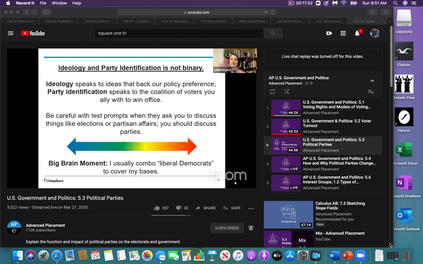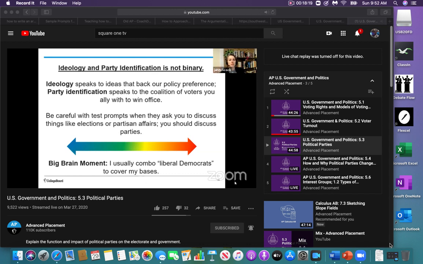As a matter of fact, they're constantly shifting, whether you have liberal with Democrat or liberal with conservative. Those things are constantly aligning themselves as parties respond to changes, which we'll talk a little bit about next class. But ideology speaks back to ideas that back our policy preferences, and identification speaks to who you choose to associate with to attempt to win office.